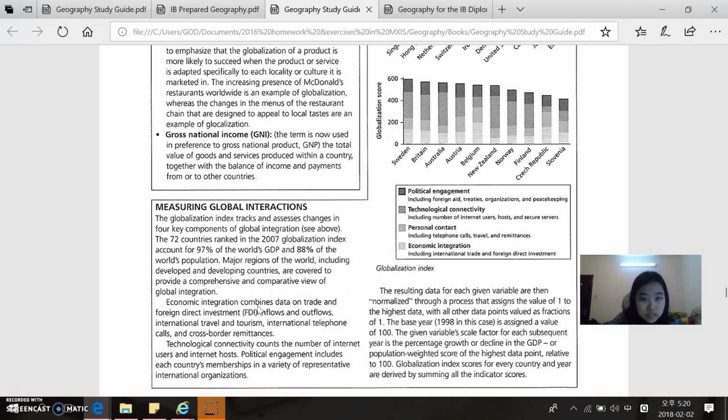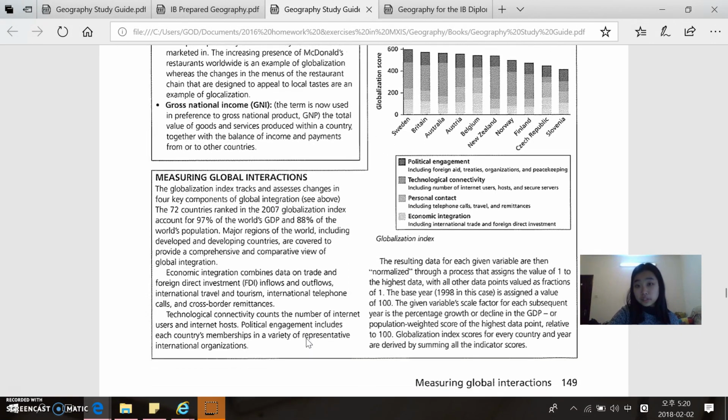Political engagement is over, including foreign aid, treaties, organization, and peacekeeping. So the definition you have to remember is that it includes each country's membership in a variety of representative international organizations. What matters is whether you're involved in an international organization or not. Okay, so that's the political engagement part.